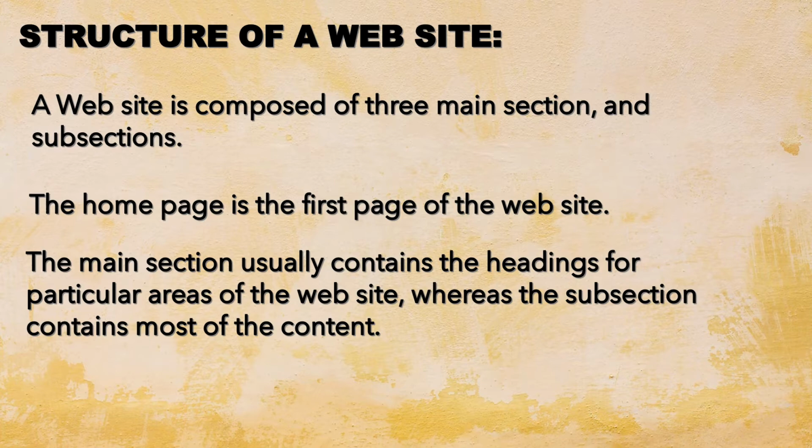The main section usually contains the headings for a particular area of the website, whereas the subsections mostly contain the content. For example, the structure of a school website you may see as given below in the figure.